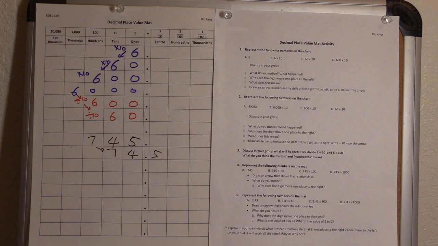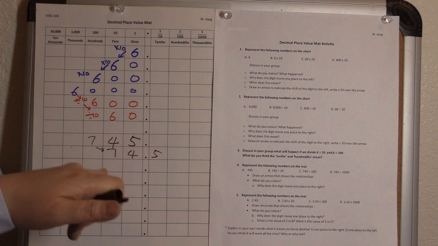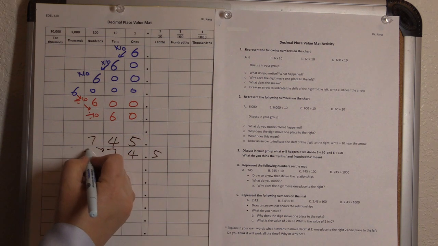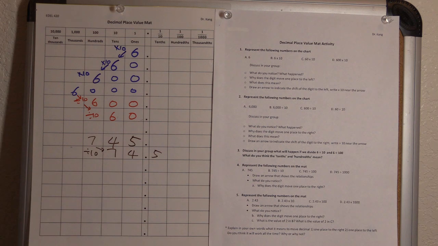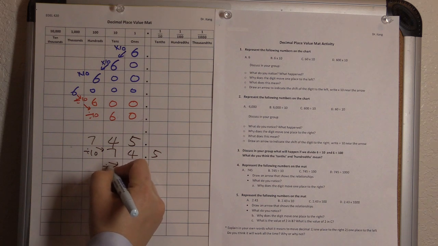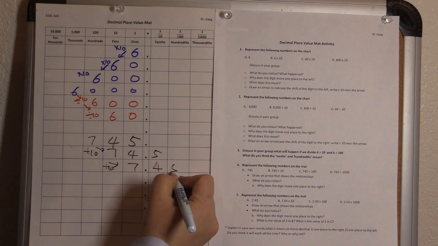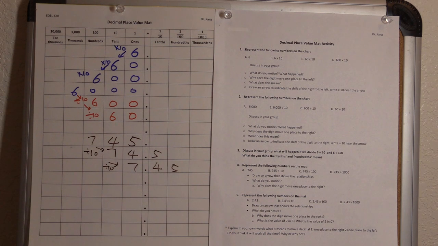So do you see what happened in here? What about one more time, I want to divide 74.5, 74 and 5 tenths. One more time, it's going to be to your right, 7 and 45 hundredths. Do you see what I'm doing in here? Do you see the pattern in here?